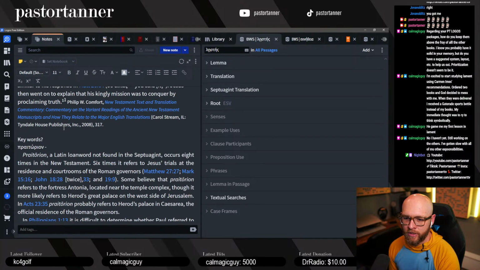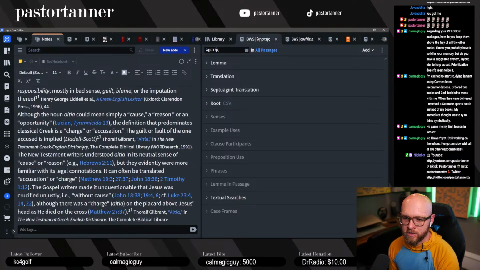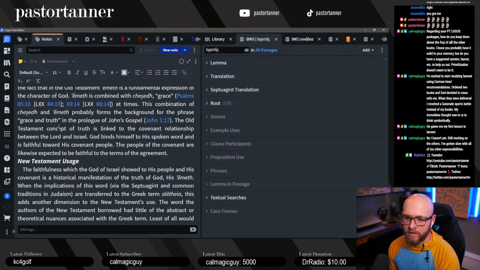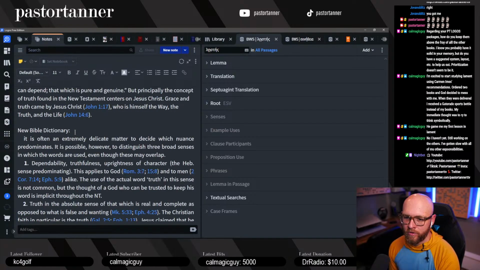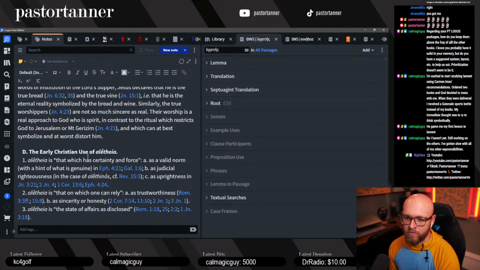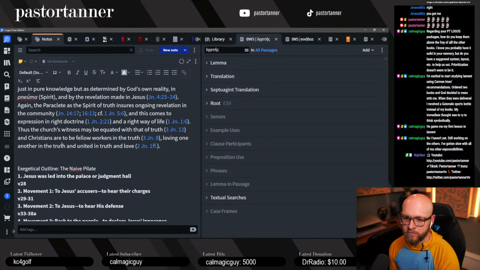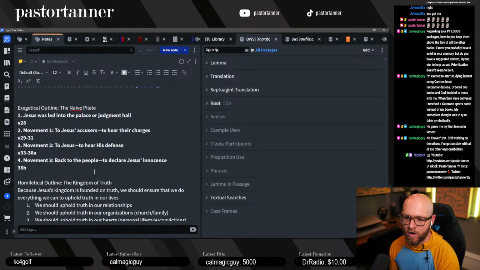Okay, this is the original language stuff we had looked into, keywords. Those are all the keywords we had looked into last time. Aletheia we decided was going to be like the root of our word. And then we did some Bible dictionaries, right? So we did Bible dictionaries on Aletheia. And that's before we put together our exegetical outline utilizing our commentaries.